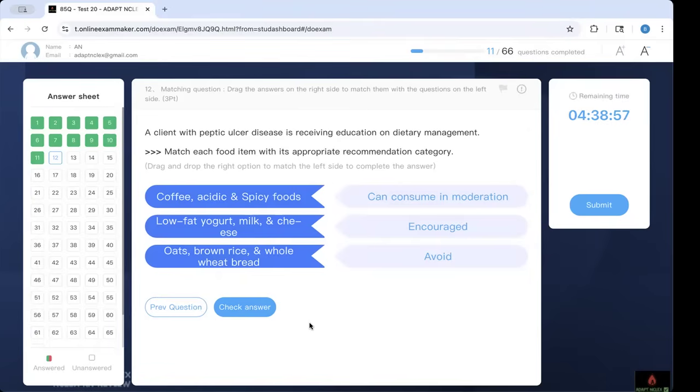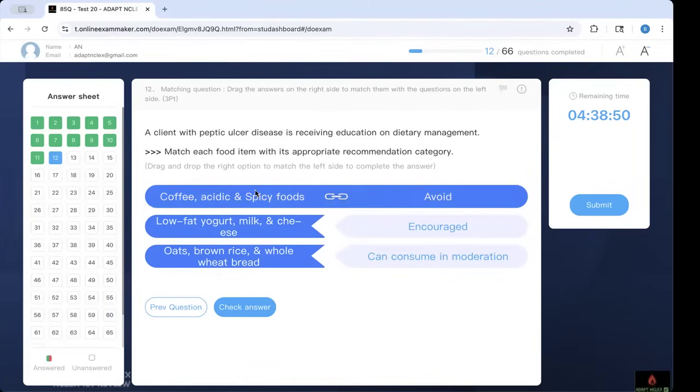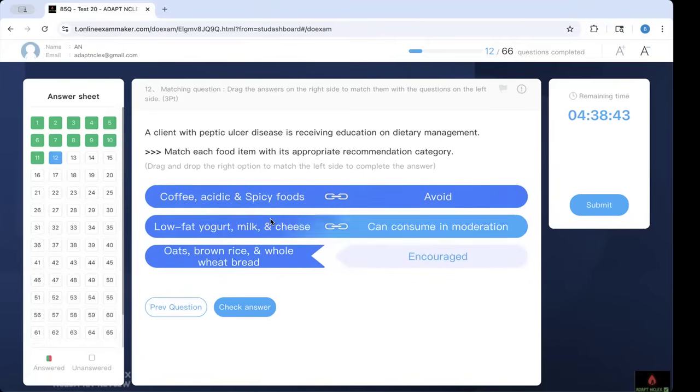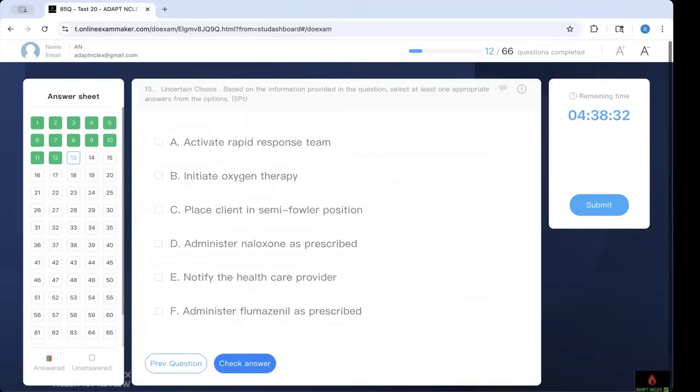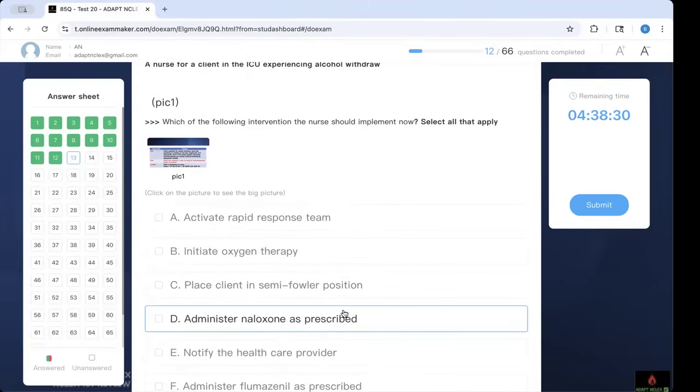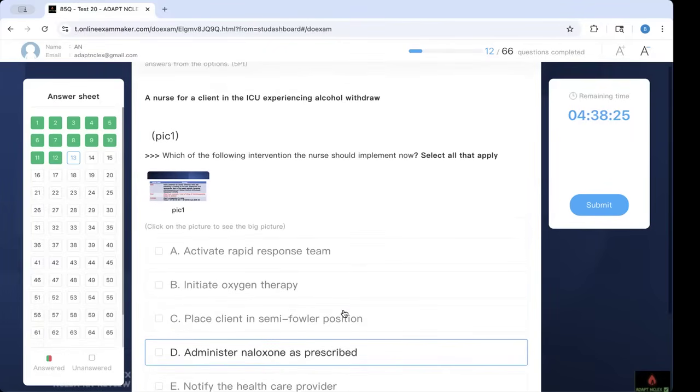What do you think? Of course, they should avoid acid food. Acid food is bad for peptic ulcer disease. And the low-fat yogurt, milk, and cheese, they can consume in moderation. But most of the things you should teach them to eat is what? Oat, brown rice, whole wheat bread is encouraged. That's what you do. Like I said, these questions are hard, but they're designed to help you master this content so that you ace your exams.